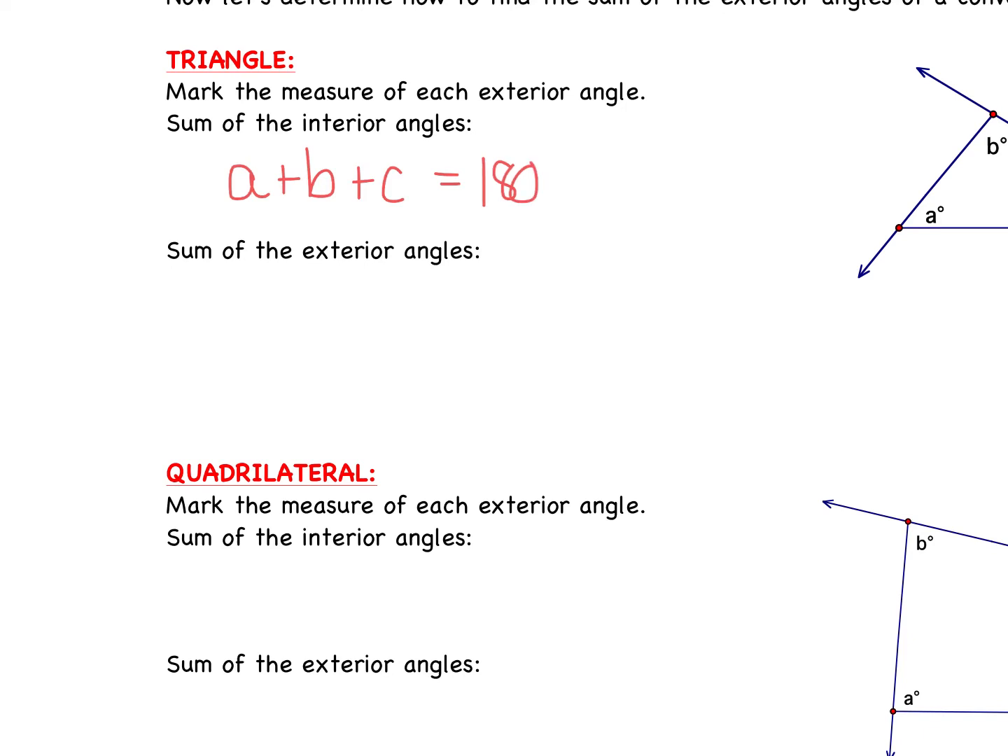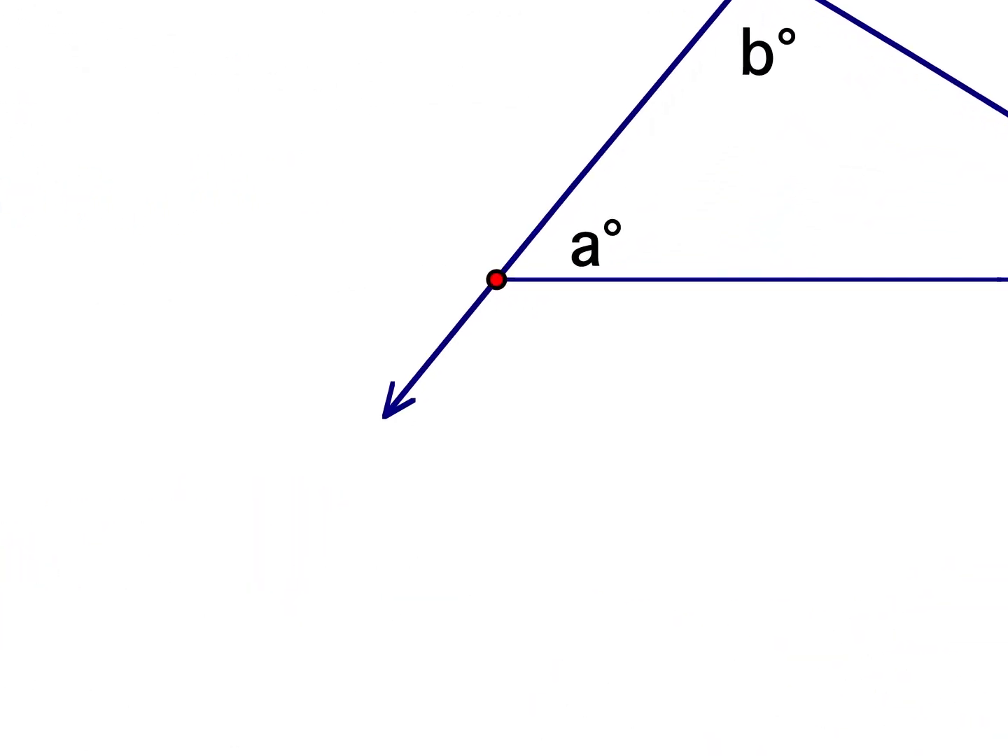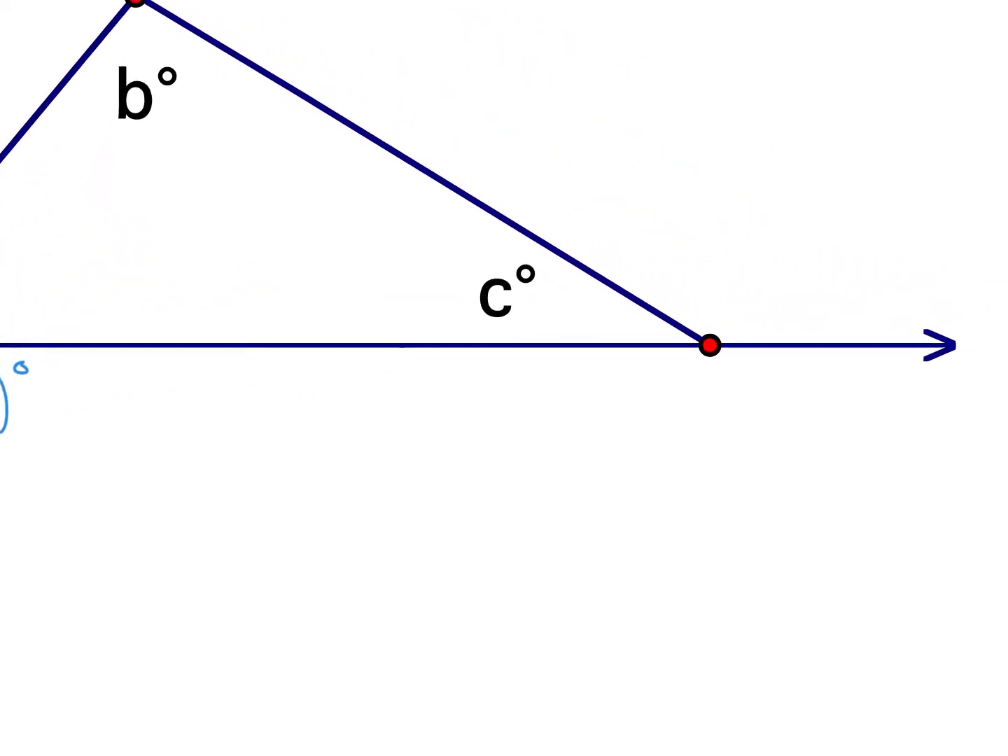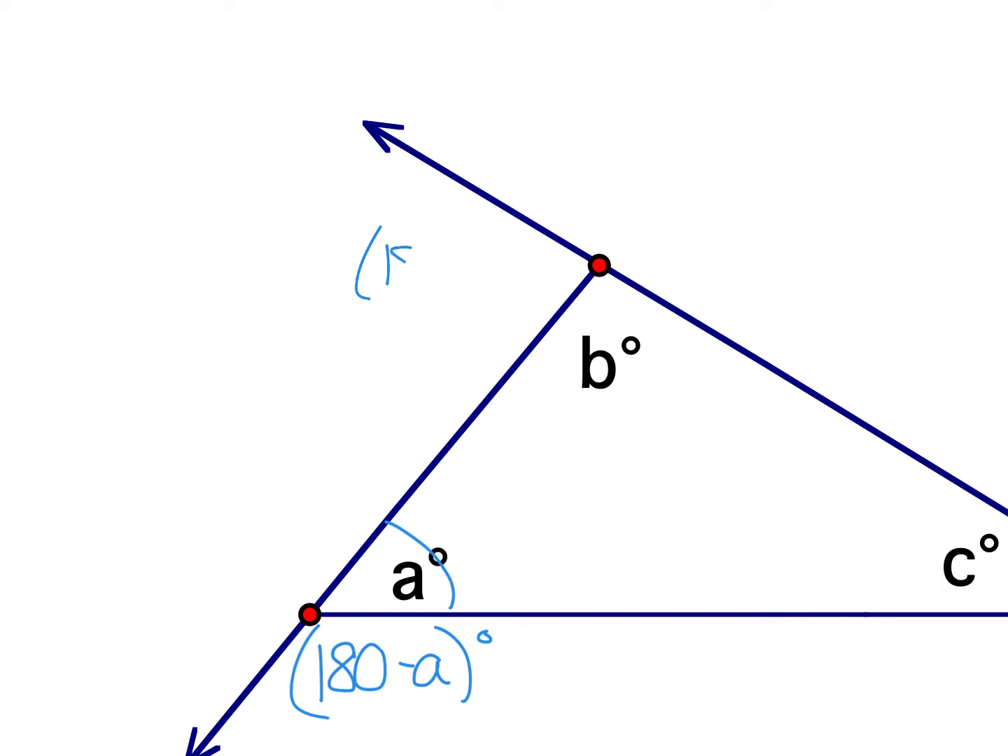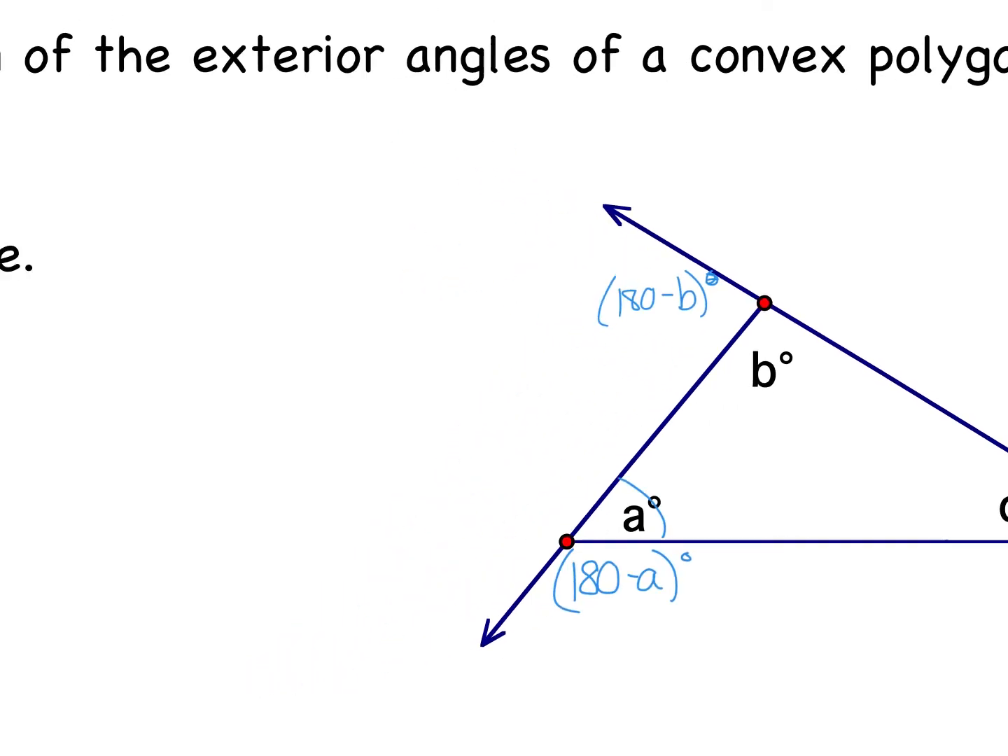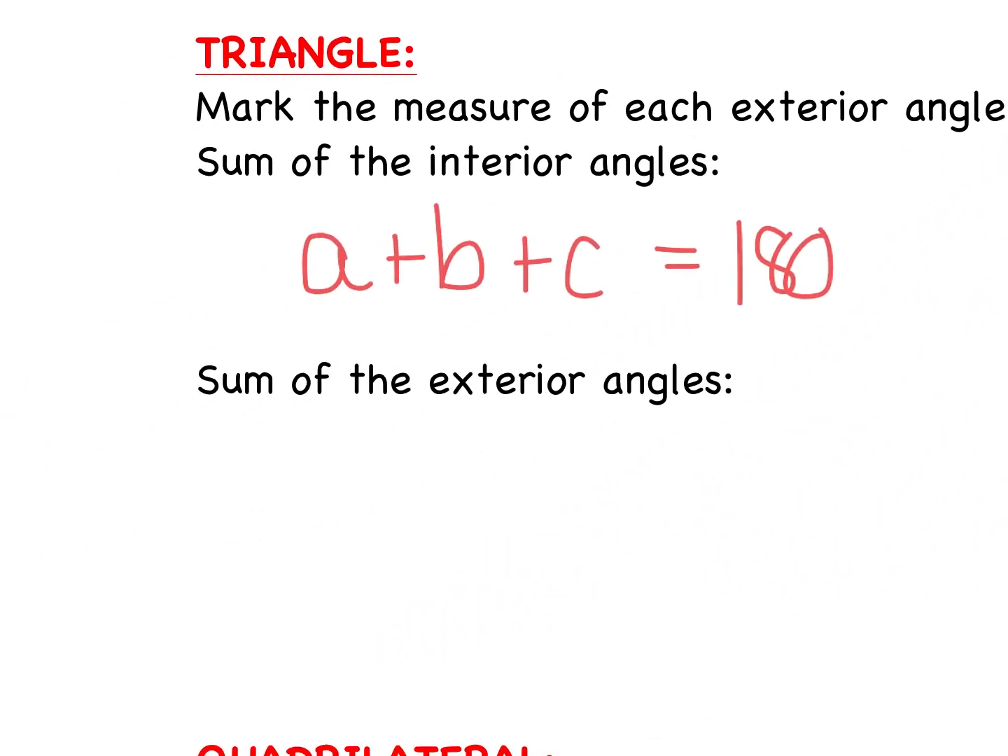If I call these angles A, B, and C, I want to rewrite the exterior angles in terms of A, B, and C. If this angle here is A, this one has to be 180 minus A degrees. If this one here is C, this one has to be 180 minus C degrees. And finally, this one would be 180 minus B degrees. Whoops, not a squared, degrees.